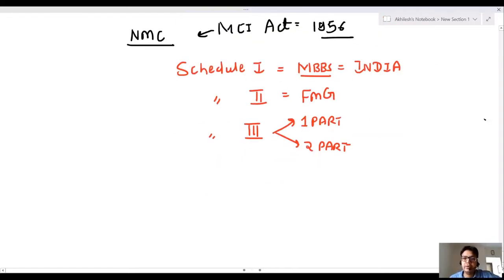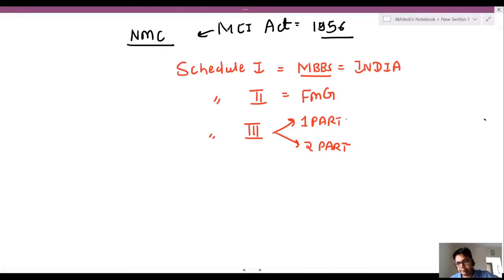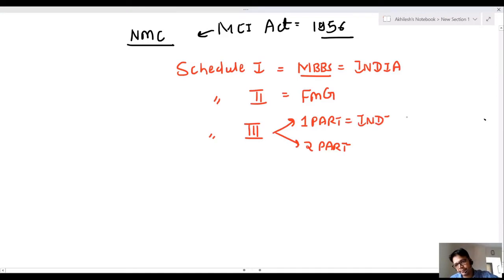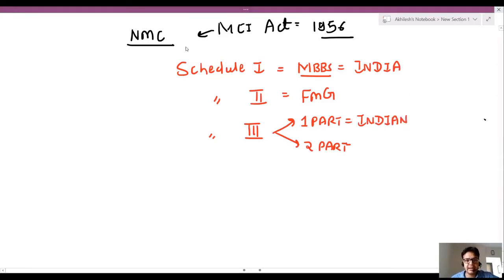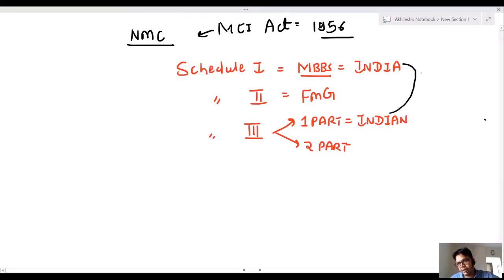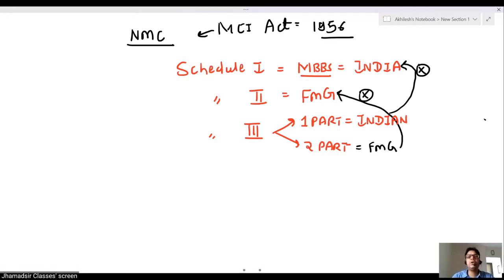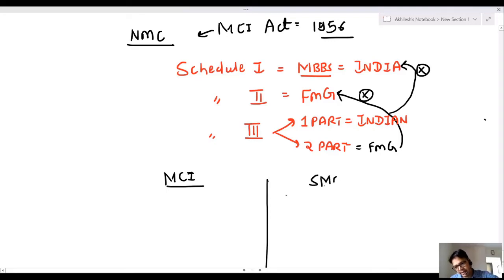The first part is Indian graduates who are not coming under Schedule 1, and the second part is foreign medical graduates who are not coming under Schedule 2. Means some foreign medical graduates who are not part of two, and some Indian graduates who are not part of one, come under the third schedule. Now sir, we have the first body, that is MCI, and second is the State Medical Council.